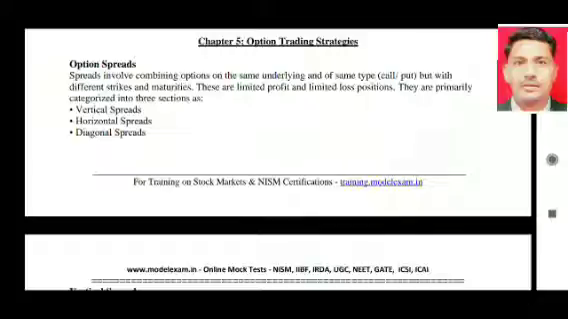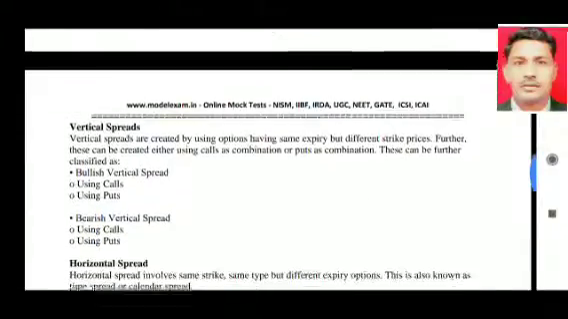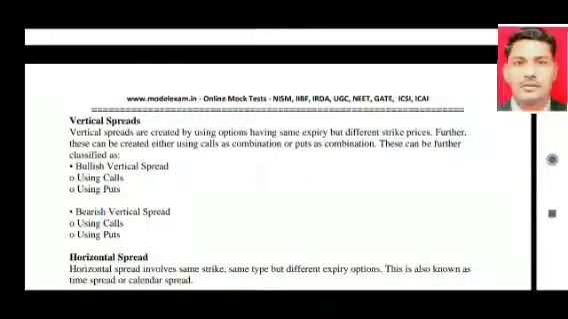Option trading strategies. Option trades involve combining options on the same underlying and of the same type, call or put, but with different strikes and maturities. These are limited profit and limited loss positions. They are primarily categorized into three sections as vertical spread, horizontal spread, and diagonal spreads. These are the three options spread strategies.